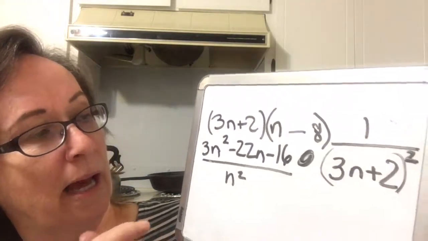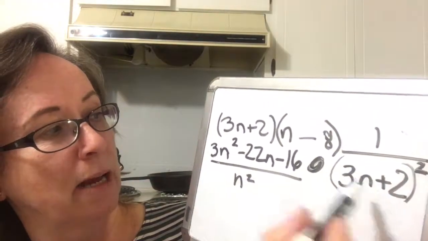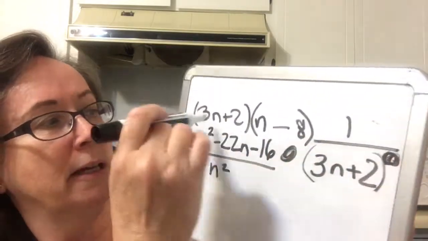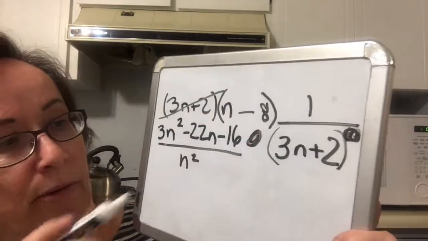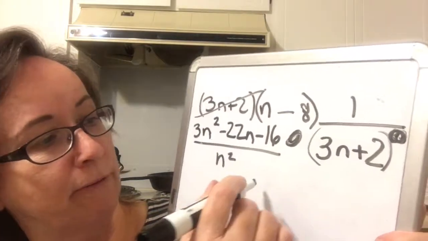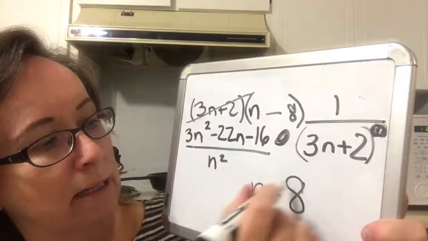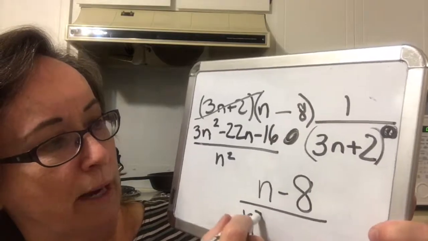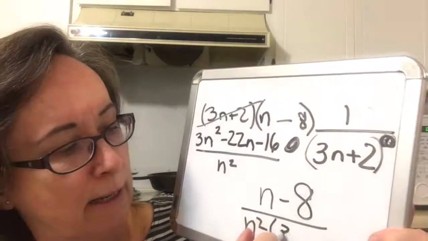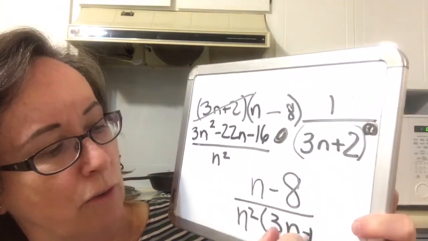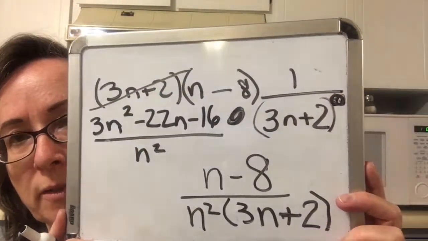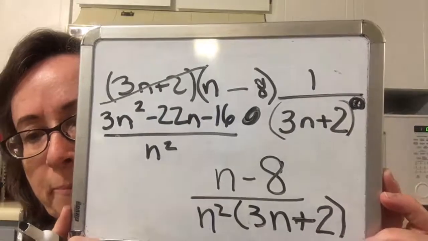So now I'm going to have what? Since this is a denominator and this is a numerator, I'm going to take my square off and cancel the 3n plus 2. So I canceled the square and the 3n plus 2, and I am left with an n minus 8 all over n squared times 3. This is in the denominator, remember, 3n plus 2. And that, my dear amazing students, is the end of 8.1.